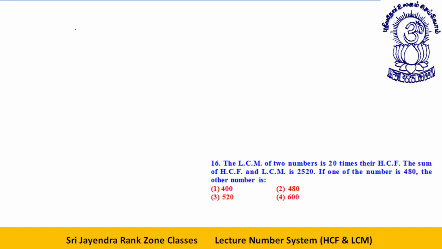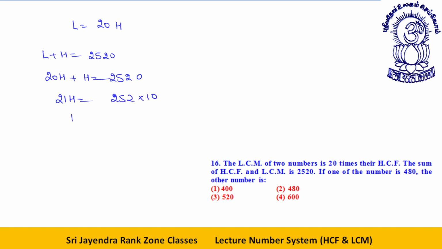The LCM of two numbers is 20 times their HCF. The sum of LCM and HCF is 2520. So 20H plus H is equal to 2520. 21H is equal to 252 into 10. Just writing this to make things easy for you. If you cancel this, 210 plus 42, that means 12, so their HCF comes out to be 120.